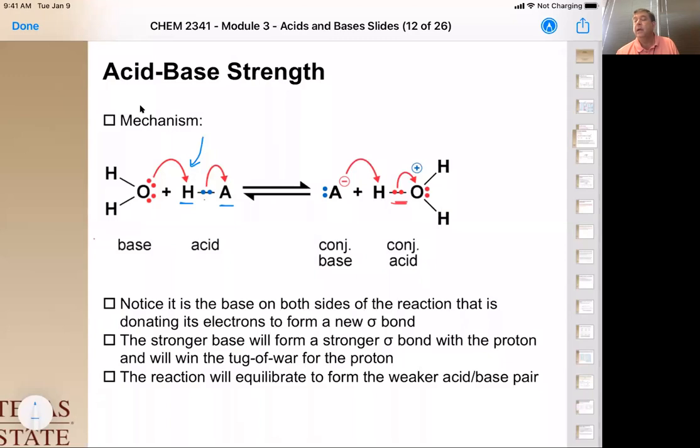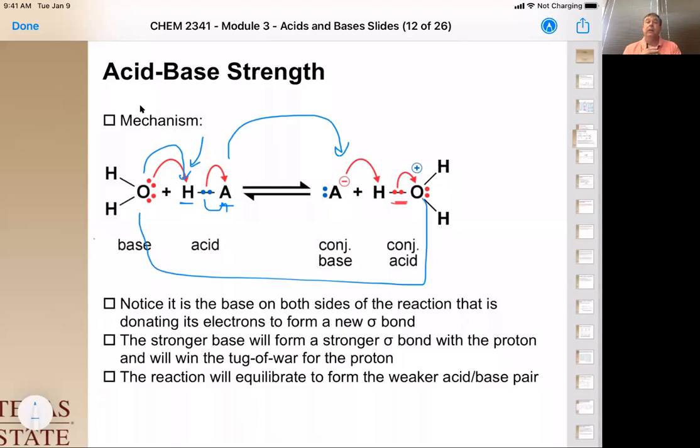We had a sigma bond here. We're going to break that sigma bond and leave those electrons behind. The electrons from the OH group, from the oxygen, are going to create that new sigma bond and transfer that hydrogen, which means our acid right here becomes our conjugate base, and our base becomes our conjugate acid, but then we can go back and forth, okay? Notice that the base is on both sides of the reaction, donating electrons to form that new pi bond. So that Lewis acid description is valid for both sides of it.